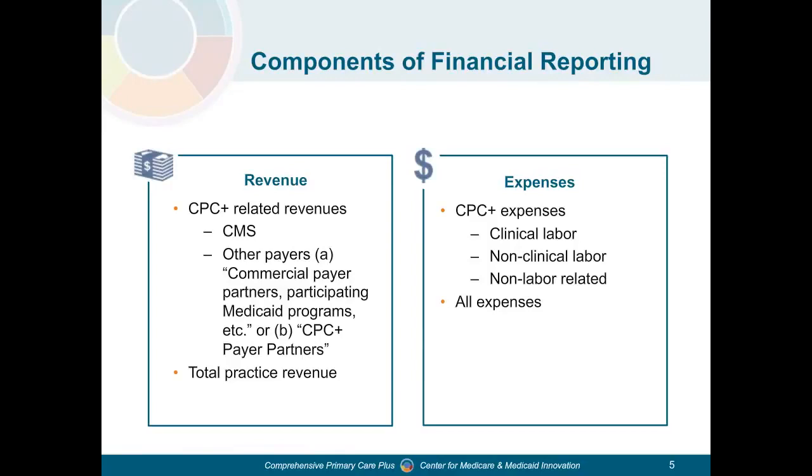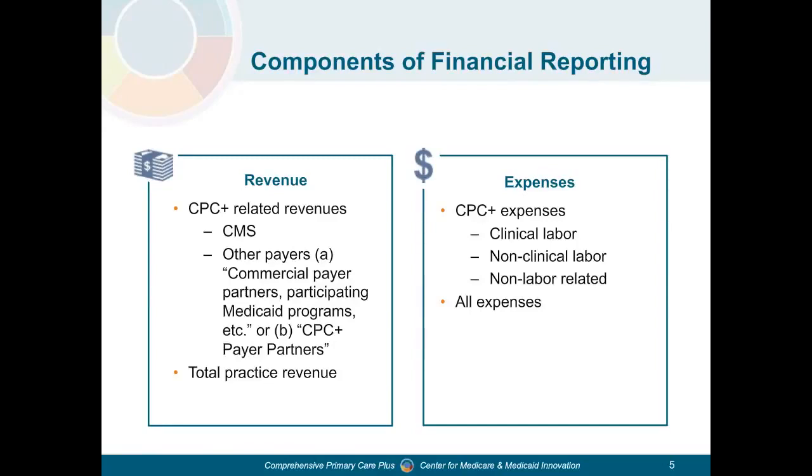Expenditures refer to all expenses incurred by your practice. For CPC Plus financial reporting, you will report the approximate clinical labor, non-clinical labor, and non-labor expenses related to carrying out CPC Plus activities in the year. There's actually a third component of financial reporting as well, but it's something that you all are already tracking and managing. You'll need to provide the total number of patients attributed to your practice. This includes CPC Plus beneficiaries, non-CPC Plus beneficiaries, and uninsured or cash pay patients. Again, this is an aggregate number, so you only need to provide specific breakdown of your CPC Plus attributed lives.